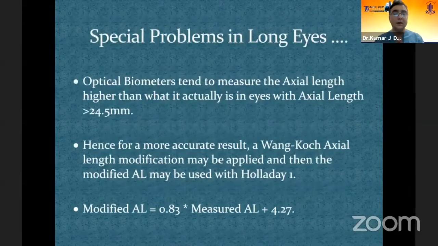Special problems in long eyes is that the optical biometers tend to measure the axial length higher than it is actually supposed to be. And some very long eyes cannot be measured. Like I have a LenStar, very long eyes sometimes do not come because they say that the gate on the LenStar is closed, and the IOLMaster may take a reading. And sometimes these may need a Wang-Koch axial length modification, and the modification on the axial length is of a 0.83, depending on the measured axial length that we really get.